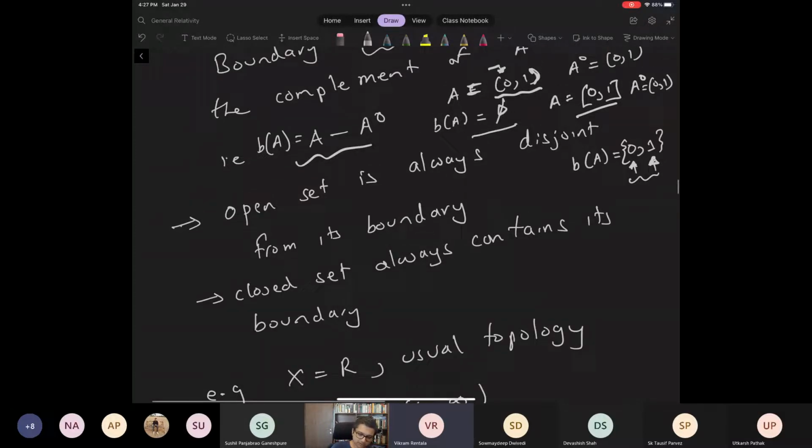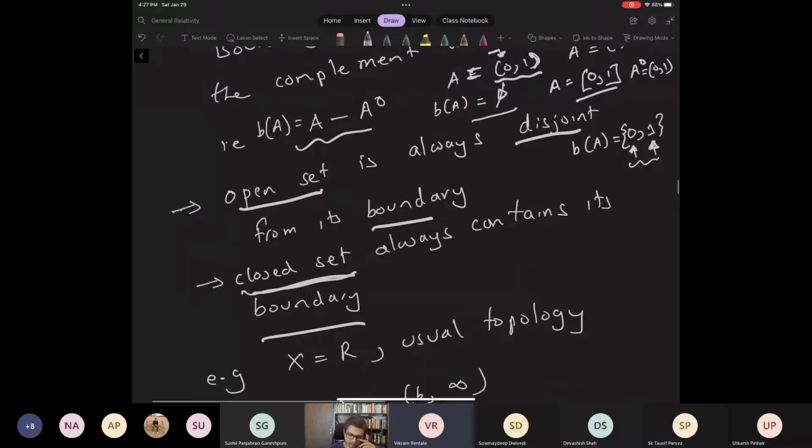The important point is that if you have an open set, it is always disjoint from its boundary. The boundary is a separate set. The open set is a separate set. The boundary is not part of the open set. But a closed set always contains its boundary. And remember that closed sets on the real line with the usual topology are unions of closed intervals.